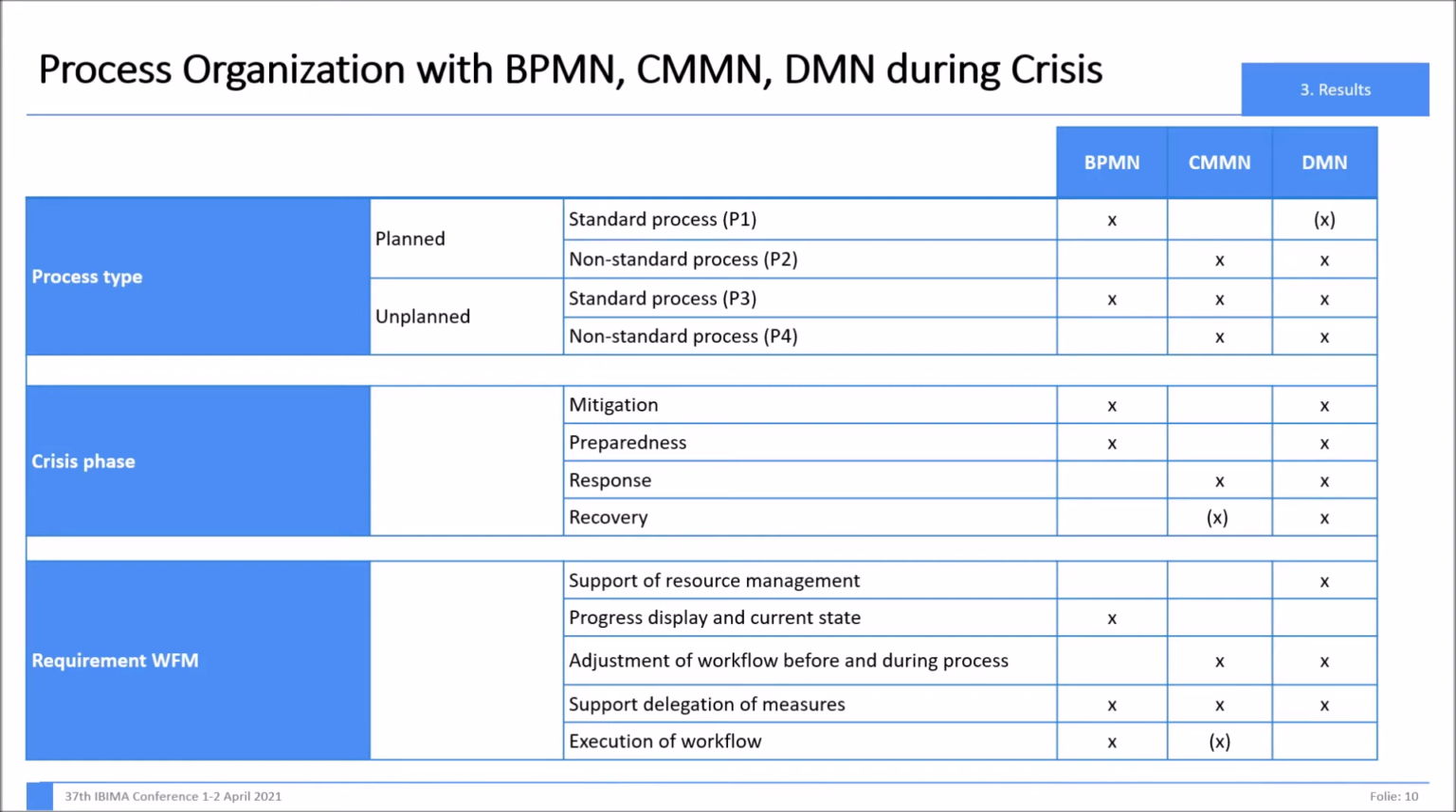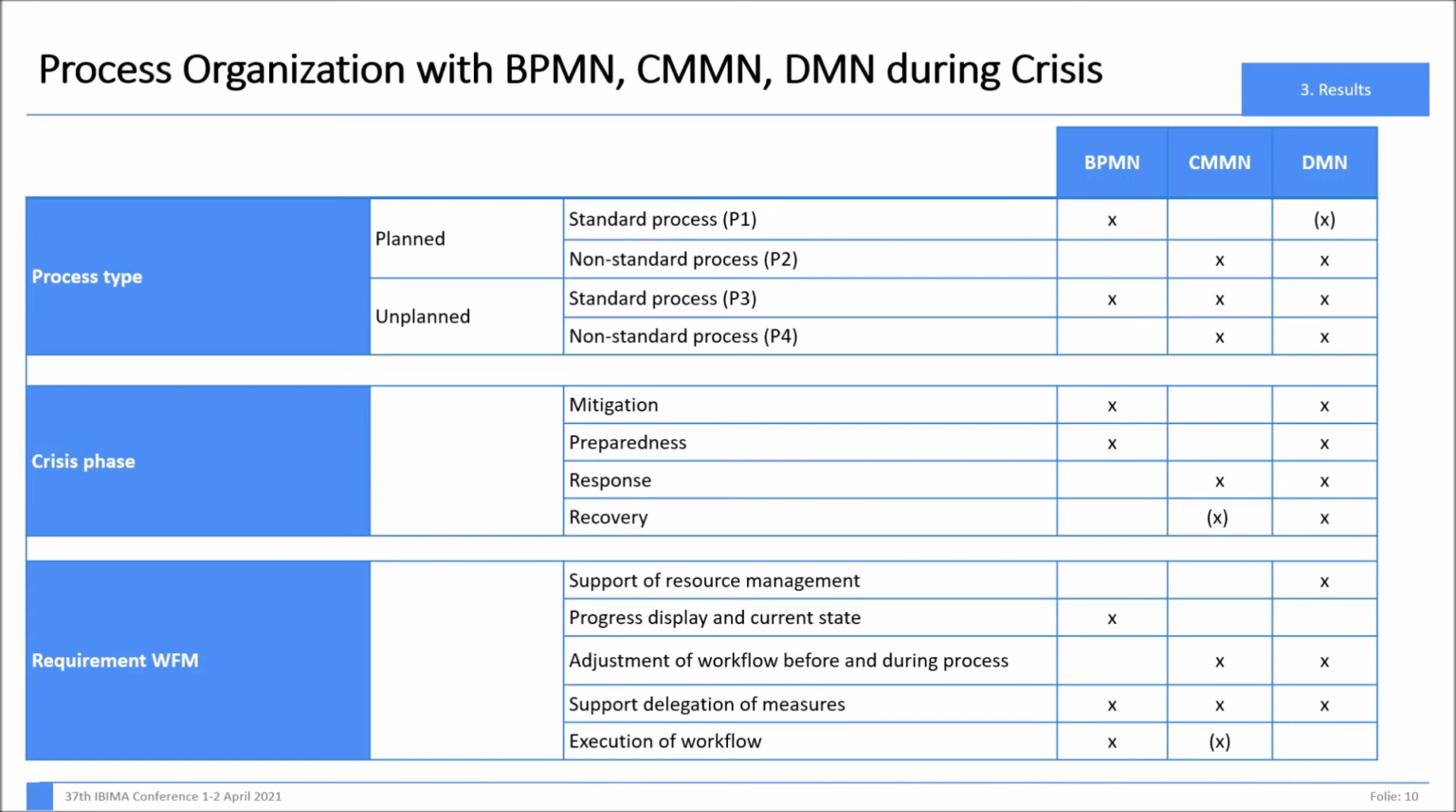In relation to problems and requirements for workflow management, CMMN can improve flexibility in crisis by adapting the workflow during runtime and improve the overview of the situation through linear modeling. Like CMMN, DMN can be entered in a sub-process. Therefore, DMN can be used in any of the 4 types of processes.